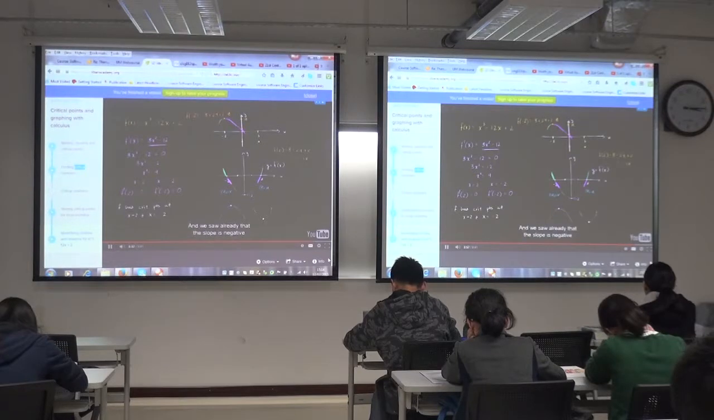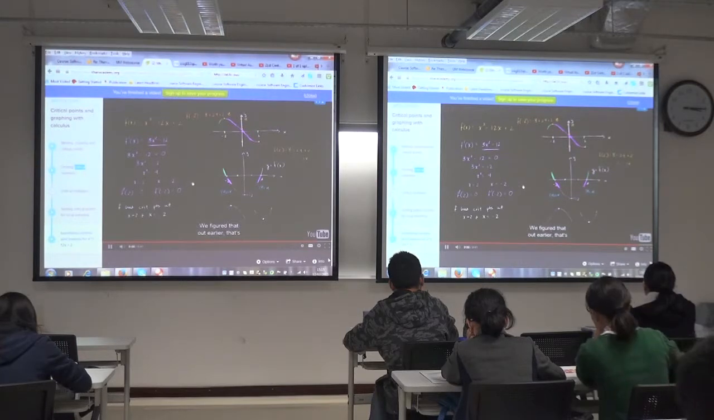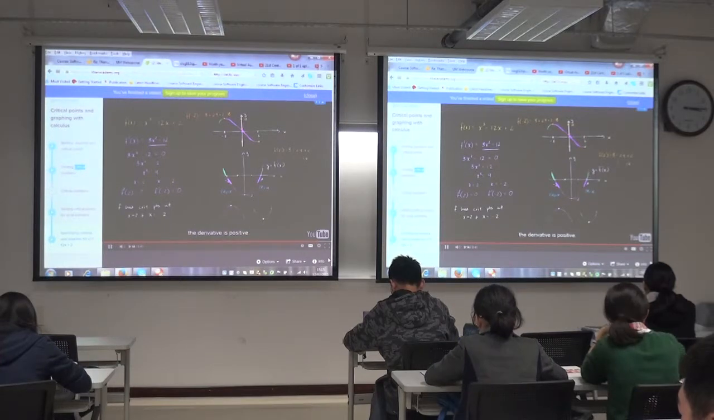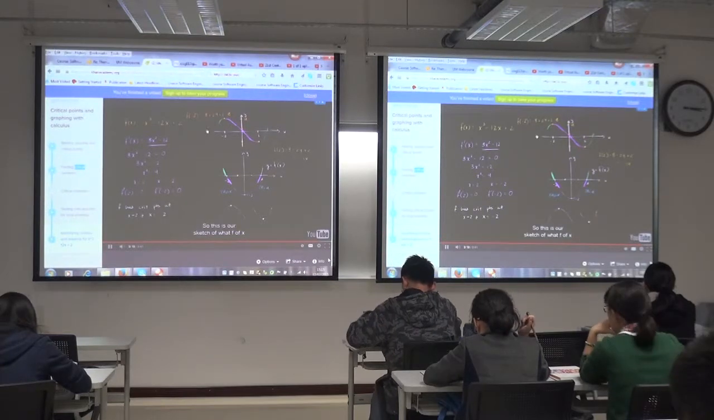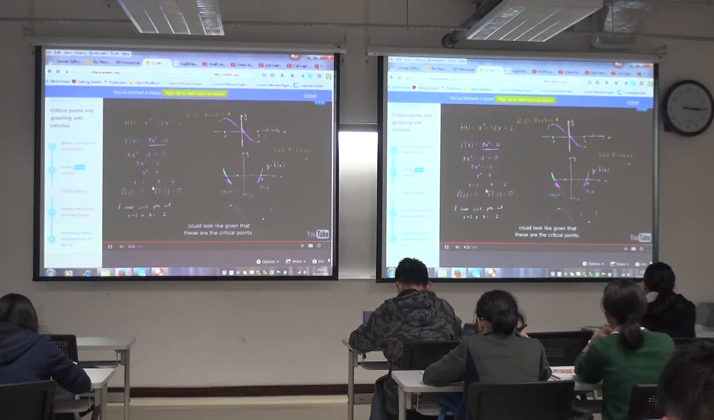And we saw already that the slope is negative as we approach it. So our function is decreasing as we approach it. And then right there, the slope is 0. We figured that out earlier. That's how we identified it being a critical point. And then the slope is increasing after that. The derivative is positive. The slope is increasing. So this is our sketch of what f of x could look like, given that these are the critical points.